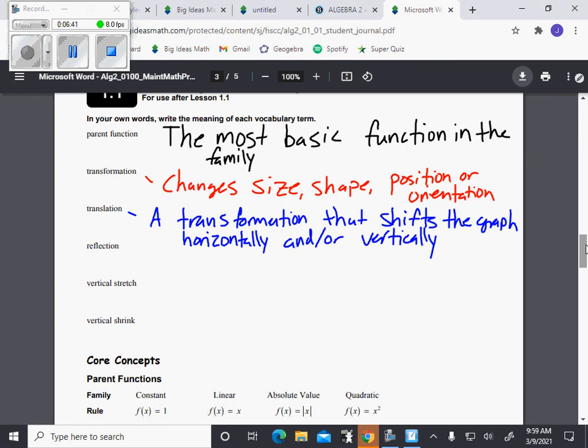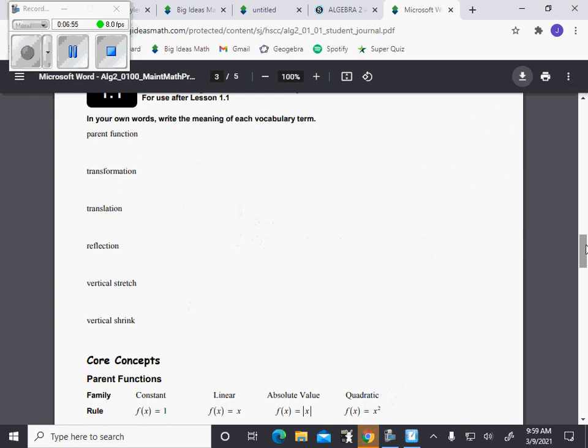A reflection, we should all know what a reflection is. I'm not going to write the definition there. I could draw an image here. We have a point. We have a line. And that point's reflected, so we have another point over here. That's a reflection. Okay? We should all know what a reflection is.